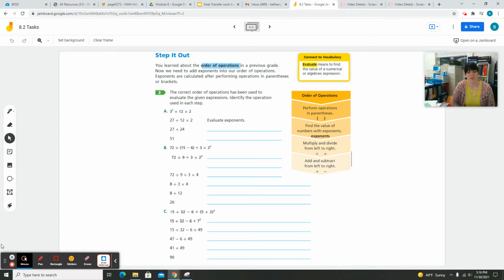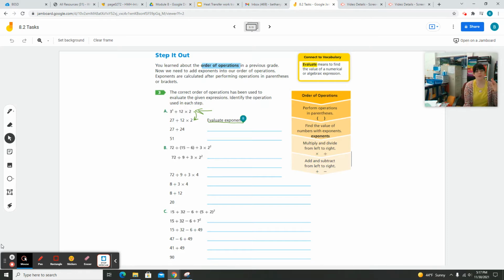So for number 3, we are going to look step by step at an expression and how to break it up by its order of operations. So let's look at part A. If we see here with part A, we have the starting expression here. And then you'll see as we move from this one to this one, I've written here evaluate exponents, okay?